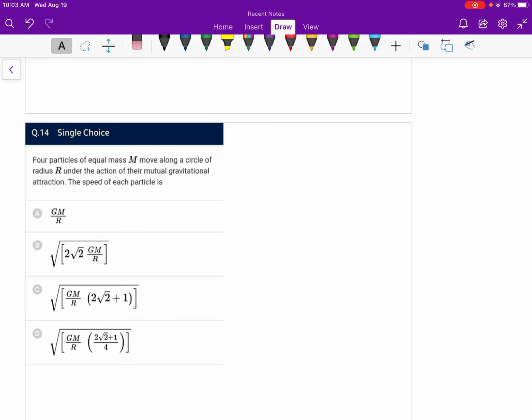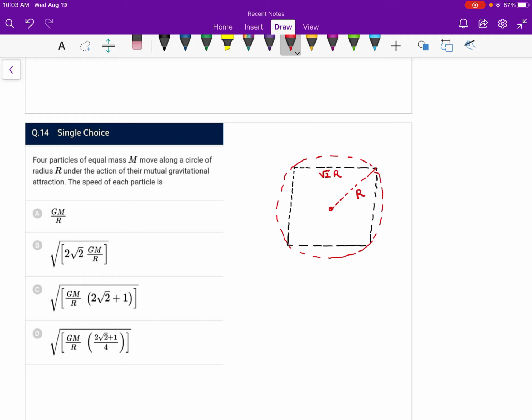Four particles under their mutual gravitational attraction circle. The speed of each particle? So the four particles must be located at the vertices of a square and they move along the circumcircle of this square. This distance is capital R. So this is root 2 capital R.